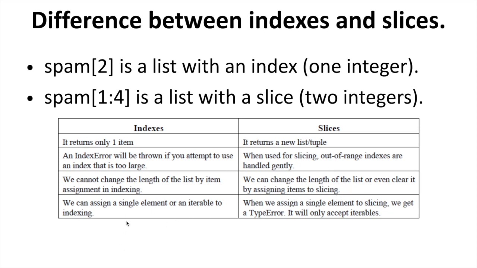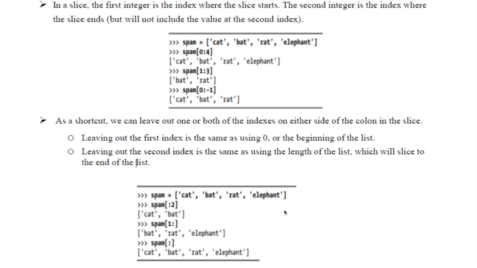And we can assign a single element to the list. Yes, a list can contain a single element. It's possible, right? But in a slice, we can't use a single element. It only accepts iterables. Single values are not allowed in a slice. Okay.